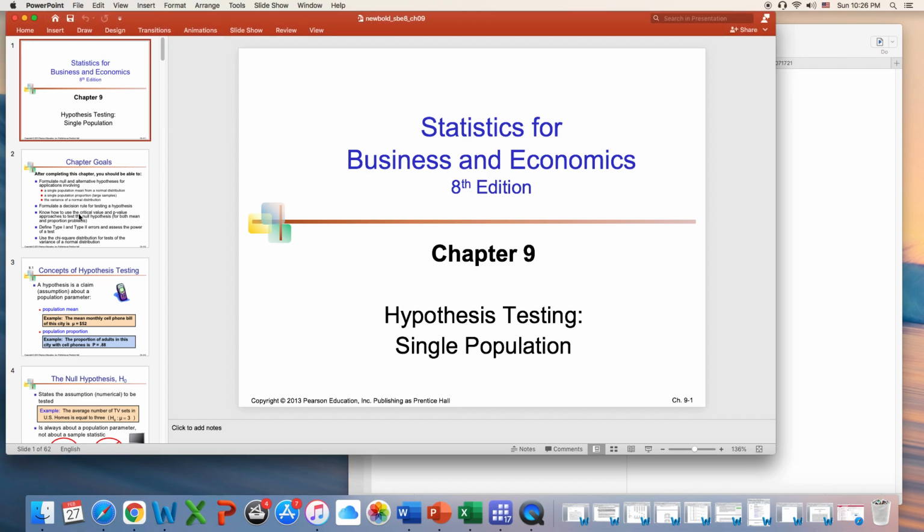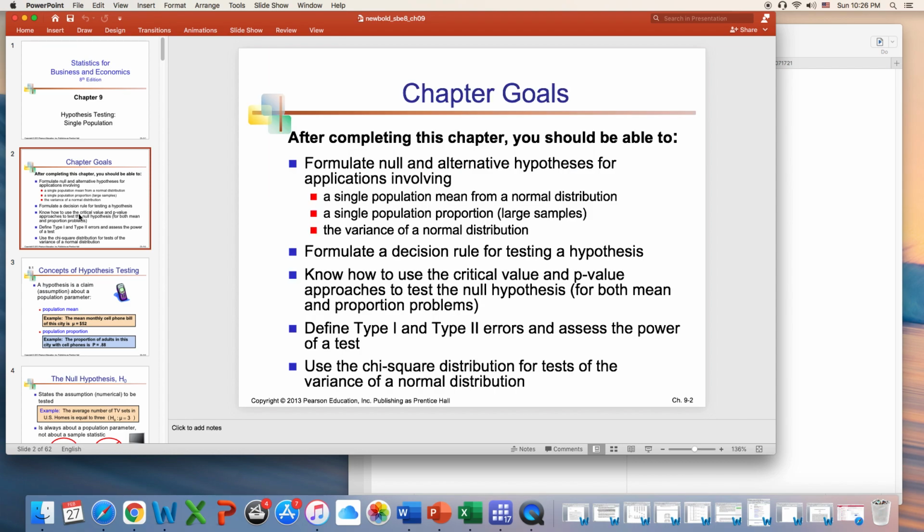After finishing this chapter, you should be able to formulate the null and the alternative hypothesis, and determine how to check whether to fail to reject or reject the null hypothesis. Of course, this would be based on a critical value that you will decide. Usually we have the 1%, the 5%, and the 10%. Most research papers will use the 5%. So you can think of the 5% significance level, or the 95% confidence interval, as the default.